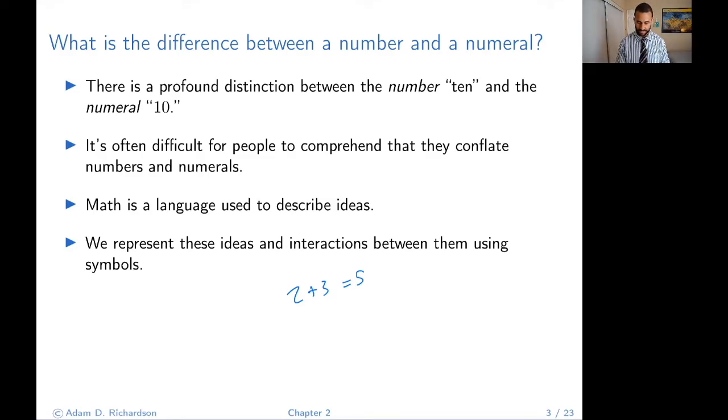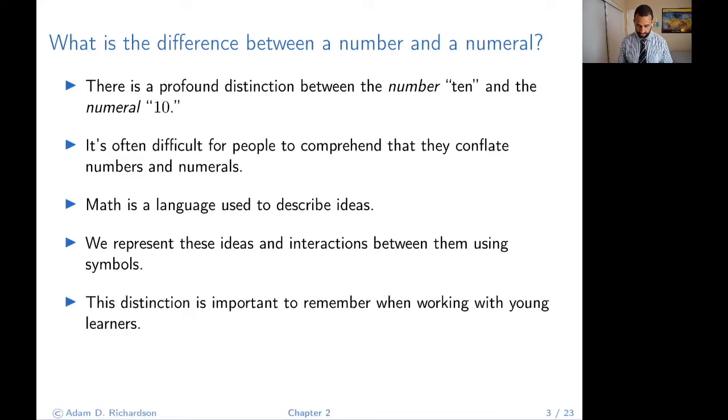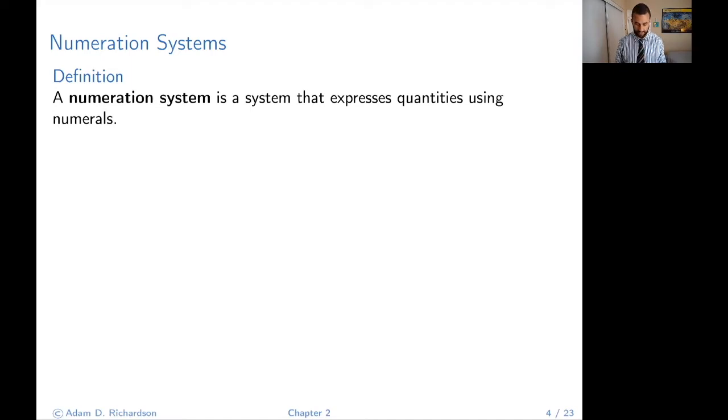And this particular chapter is all about these symbols right here, these numerals, and how those represent numbers and how we represent numbers with those numerals. Okay, so this distinction is important to keep in mind with young learners because your student might have a great deal of numeracy, meaning the ability to work with numbers, but they might have trouble with the numerals representing them or how the algorithms work. And we'll see that later on in some videos even.